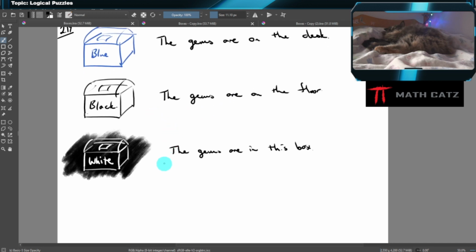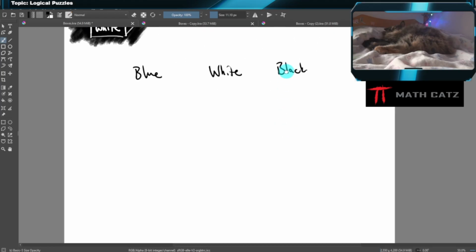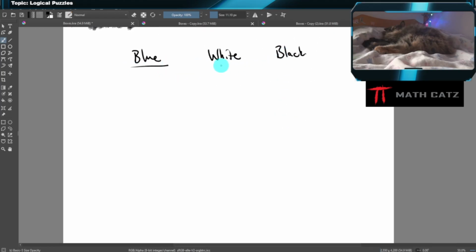So I'm going to break it down into 3 columns. Let's explore what the blue box is saying. Let's go white. There's an order here, and black, and then look at the different possible combinations of contents that these boxes could have, because I know a lot about that.